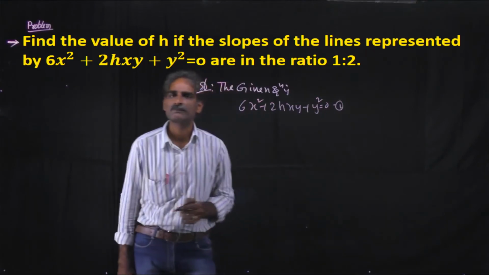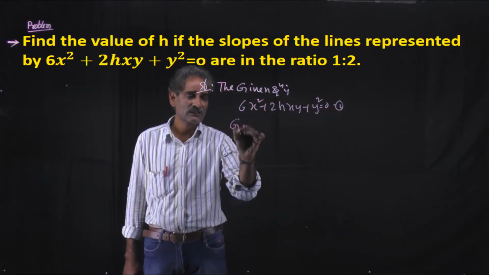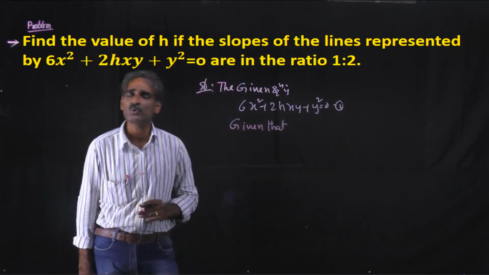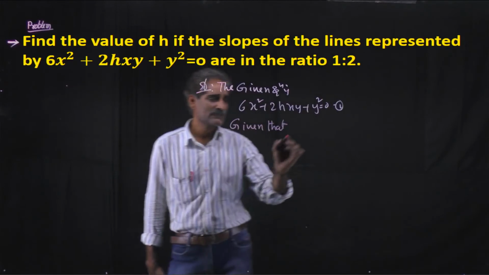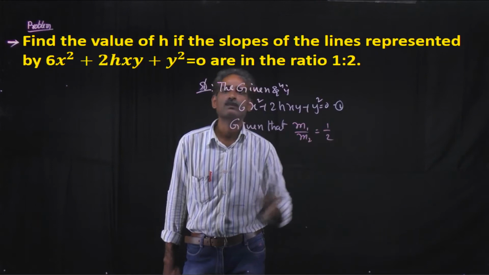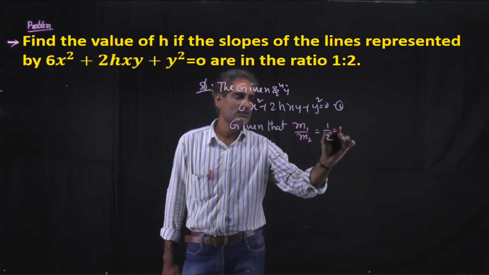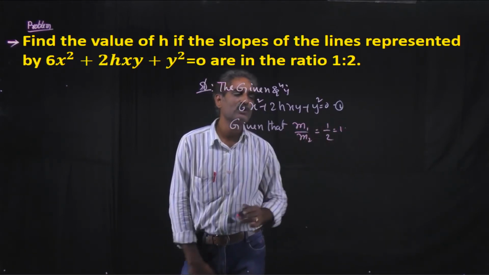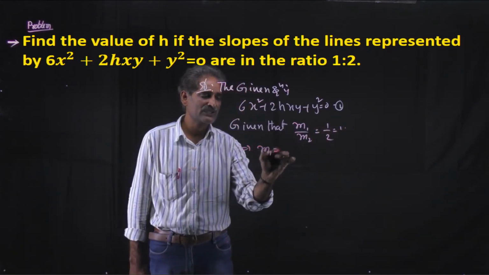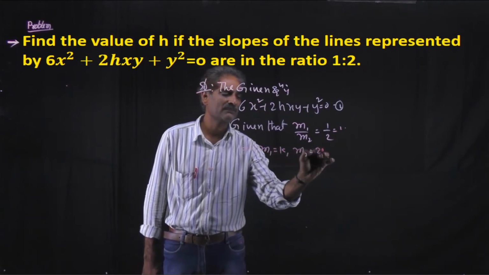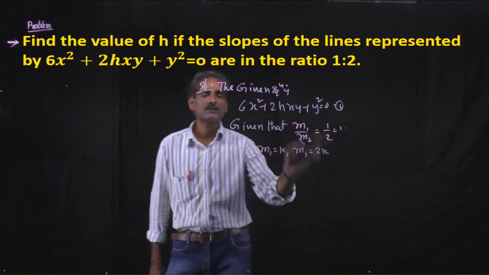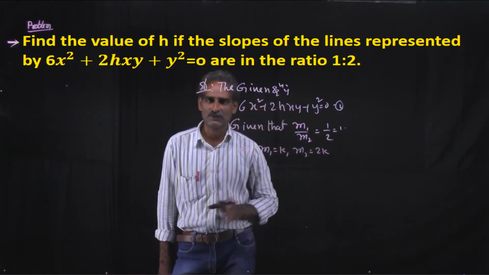Let it be 1. And also given that slopes are in the ratio 1:2. Let us take m1, m2 as the slopes. Given that m1 by m2 is equal to 1/2. Let us take this equal to some constant. From this we can write m1 is equal to k and m2 is equal to 2k. Understand? So these are the slopes of the lines represented by this equation.